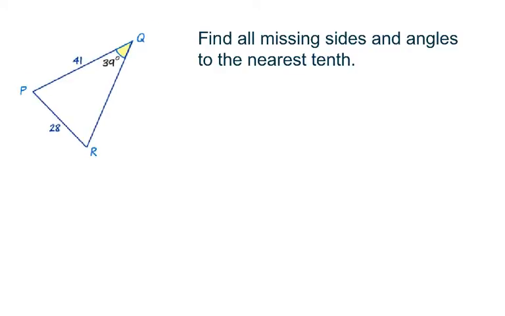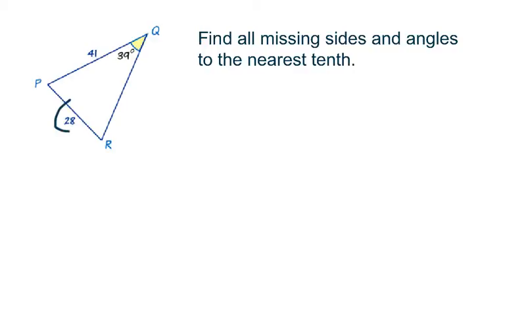In this problem, I'm asked to find all the missing sides and angles of this triangle. So the first thing I need to figure out is, am I going to use the law of sines or the law of cosines? Since I have a side and the angle across from it, that's a perfect example of a way to use the law of sines.